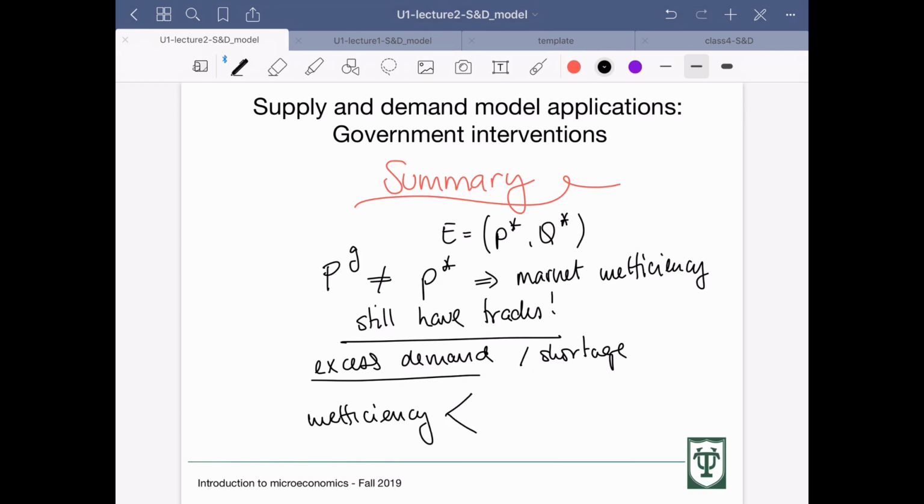Inefficiency in the market has two types of consequences: the direct consequences of not being able to continue to trade, and the indirect consequences of people wasting their time and having the wrong information about this market.